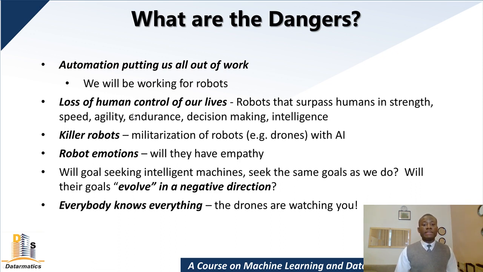We have lots of human control of our lives. So, loss of human control of our lives. So robots that surpass humans in strength, speed, agility, endurance, decision-making, intelligence, and so on. So you actually lose the control. For instance, if you have a home that is automated, you have a system that regulates the temperature of the home. You don't have to regulate the temperature. You have a system that controls all the doors that open automatically, close automatically, lock automatically. So basically, you are losing control. We lose control of everything.